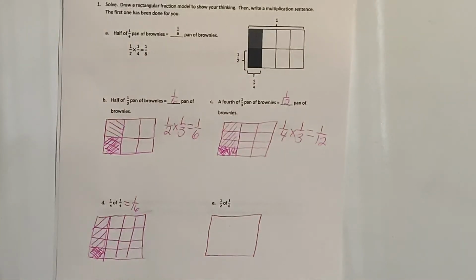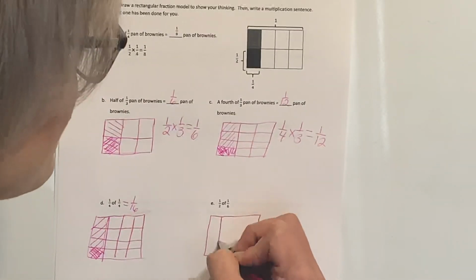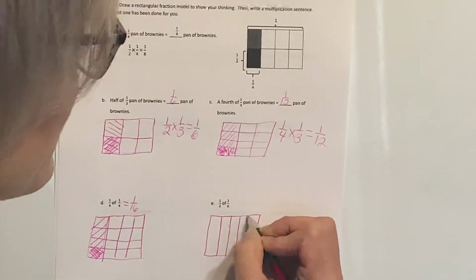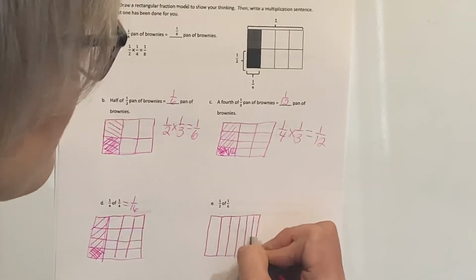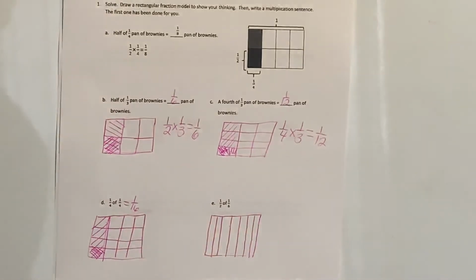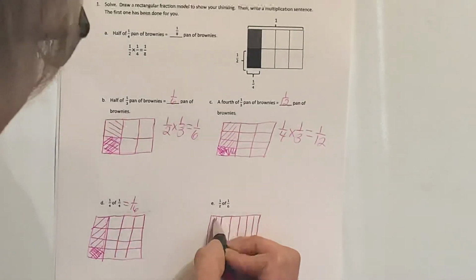Half of 1/6. So we've got to split these into sixths, 6 pieces. 1, 2, 3, 4, 5. 1, 2, 3, 4, 5, 6. Holy cow, those are small. In real life, I wouldn't make them that small. All right, so I've got half of 1/6.